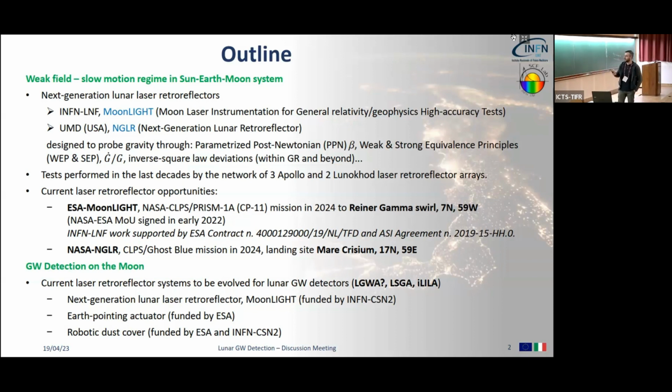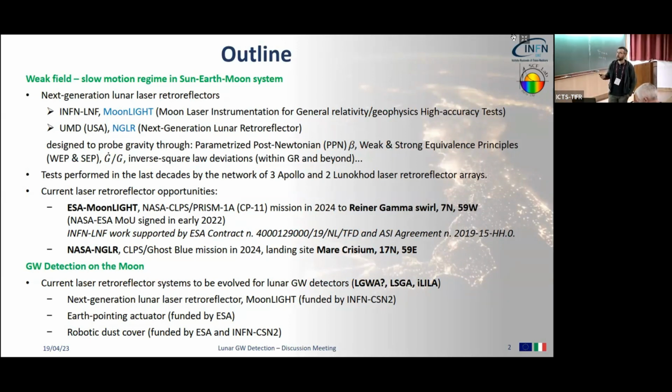Okay, so briefly, the outline is the following. I try to speed up a little bit. I will speak about next generation lunar retroreflectors. And in particular, I will speak about their employment in the estimates and measurements of weak field and slow motion regime in the Earth-Moon system, especially related to the estimates of weak and strong equivalence principle, and also the estimate of the post-Newtonian parameter beta and the estimate of the variation of the gravitational constant, inverse square law, within GR and beyond.